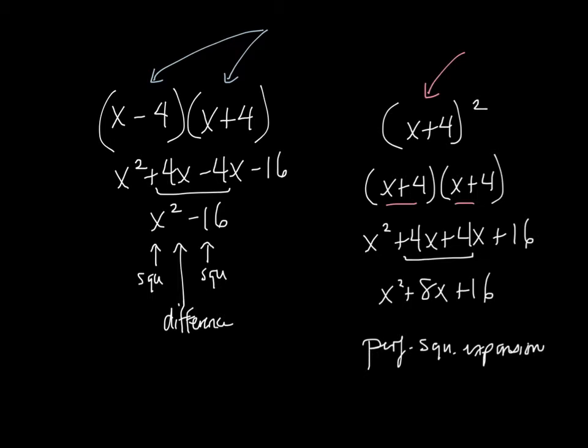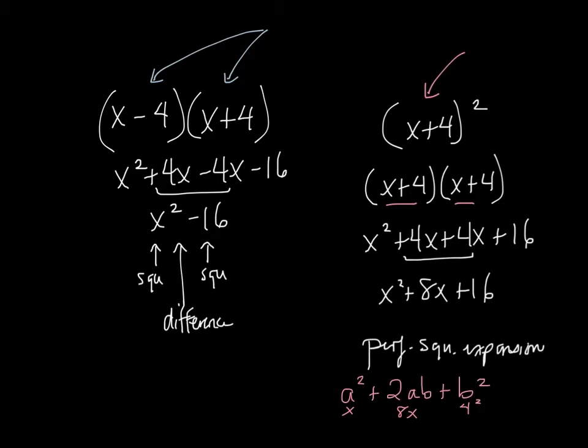Whereas here, if you might remember, the format of this is a squared plus 2ab plus b squared. In this case, a is the x, b is the 4, right? And x times 4 times 2 is going to be 8x. That's our middle term, like that.